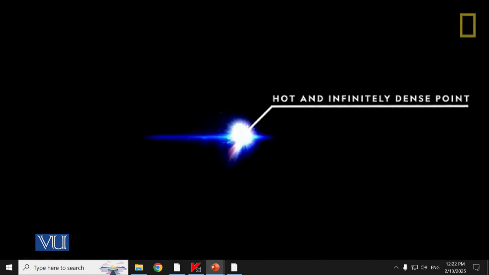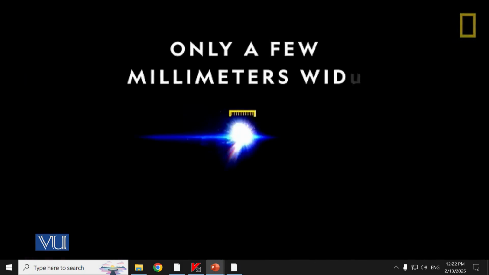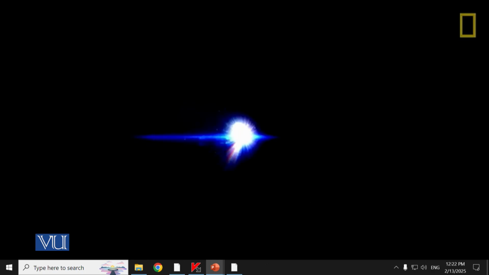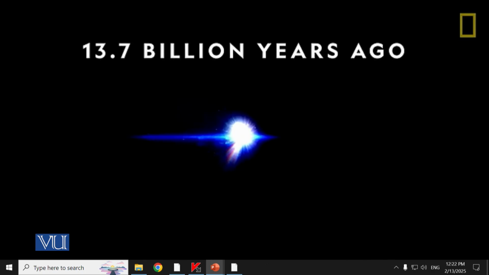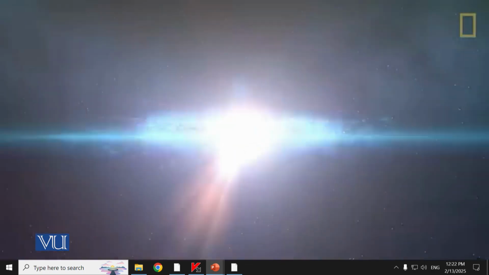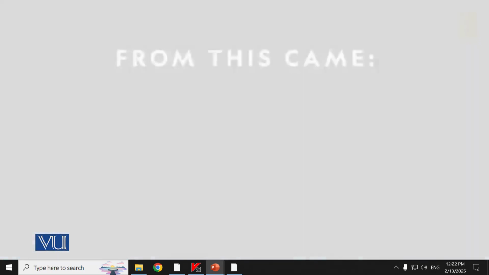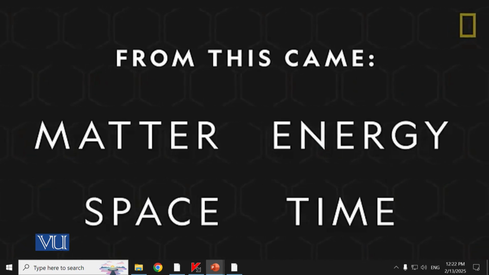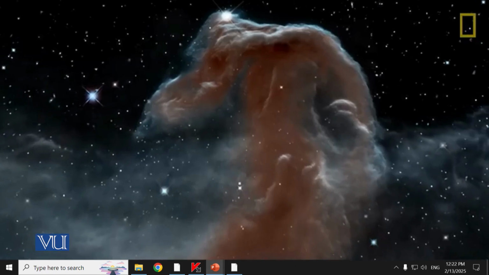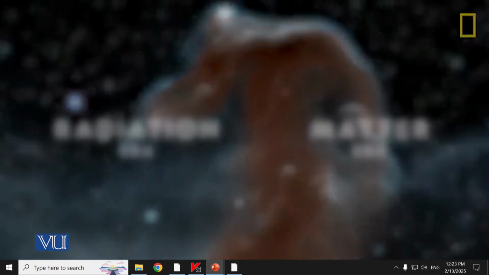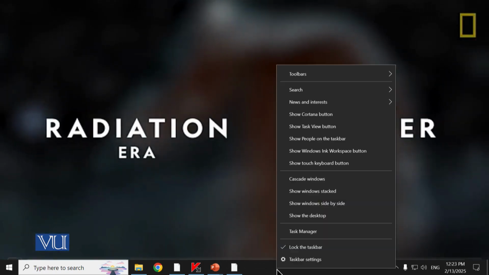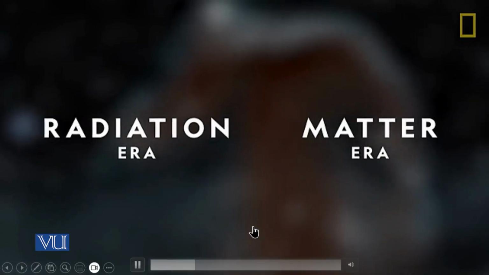The Big Bang Theory states that the universe began as a hot and infinitely dense point. Only a few millimeters wide, it was similar to a supercharged black hole. About 13.7 billion years ago, this tiny singularity violently exploded. And it is from this explosion, this bang, that all matter, energy, space, and time were created. What happened next were two major stages of the universe's evolution. Called the radiation and matter eras, they're defined by key events that helped shape the universe.